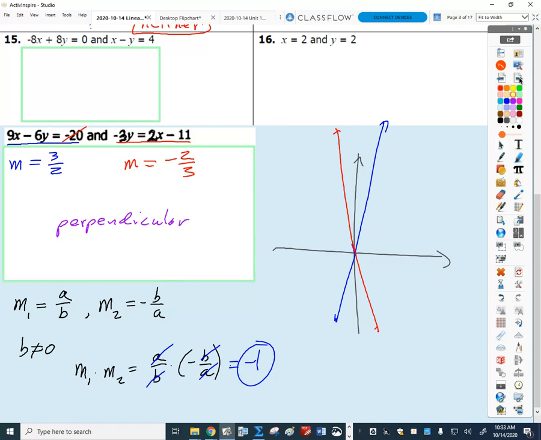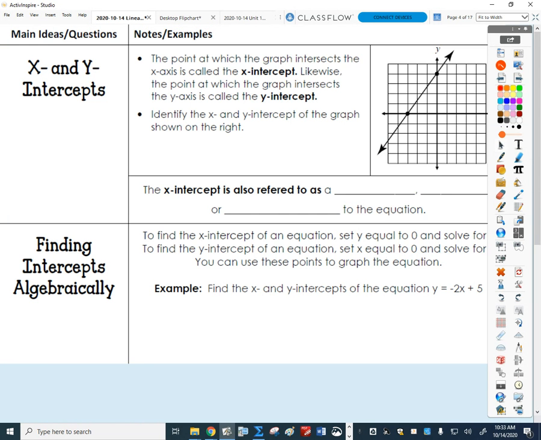All right, good stuff. Give me a 1 to 5 real quick. How are we doing on this? Either click your cameras on or type it in chat. So far, so good? Okay, all right.